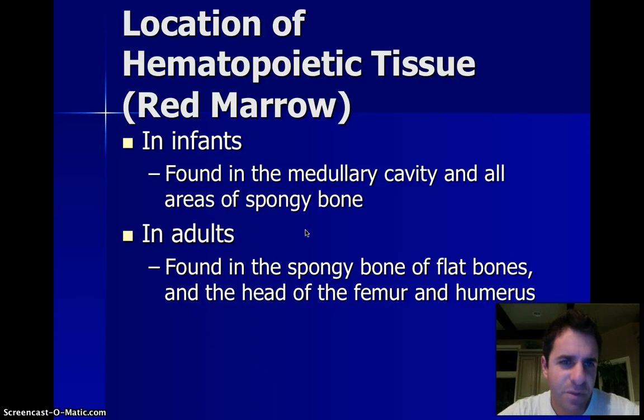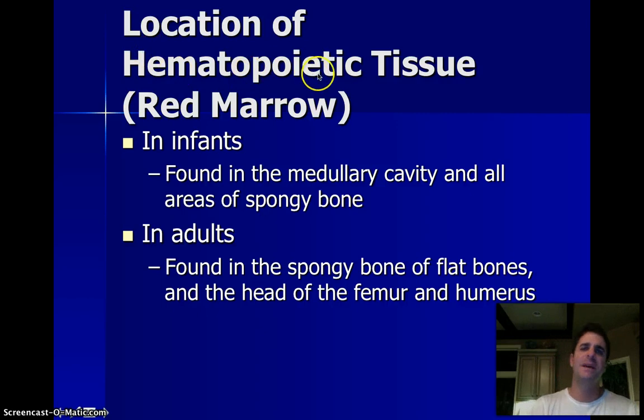Okay, so in infants, the red bone marrow is found in the medullary cavity of the spongy bone, and this is basically all medullary cavity and spongy bone of all the bones in infants, because there's super high, super fast production of bone marrow, of blood cells. This hematopoietic, by the way, means it's stem cells of the blood.